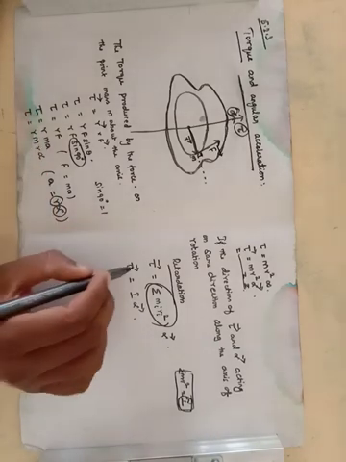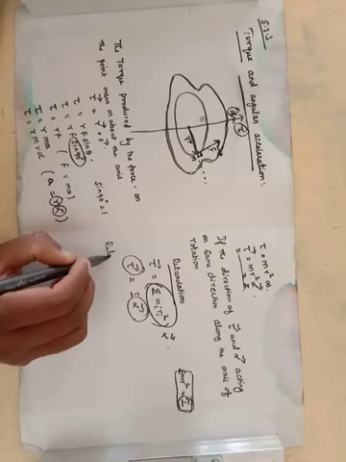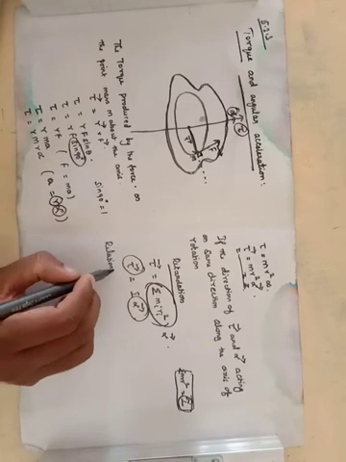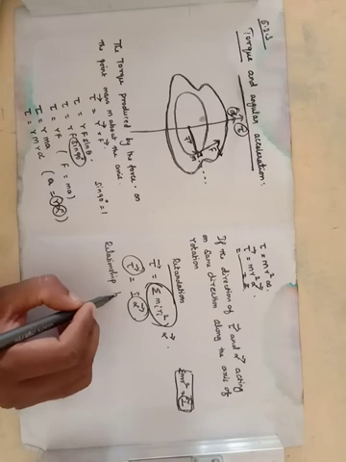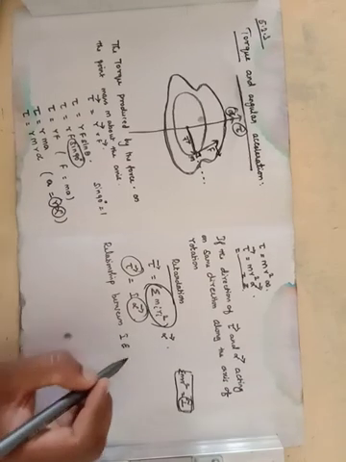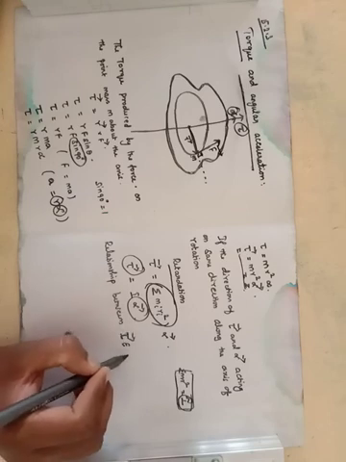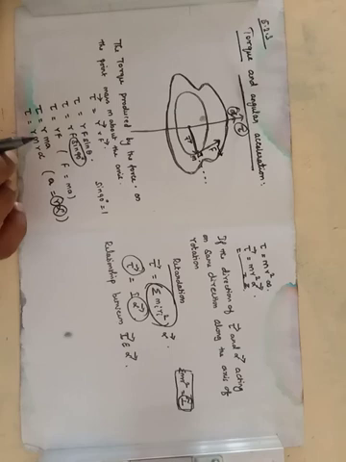So this is the relationship between the torque and the angular acceleration, between tau and alpha. Okay friends.